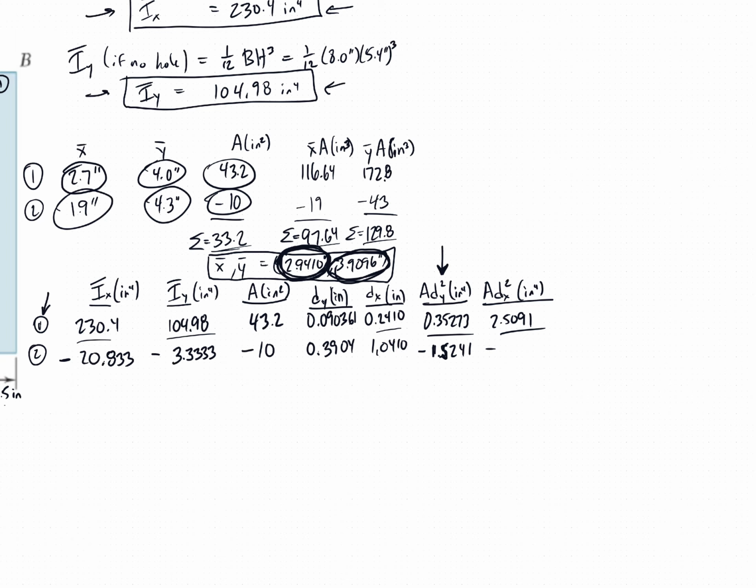Okay, and we'll have 10 times dx squared, which is 1.0410 squared, equals 10.837.